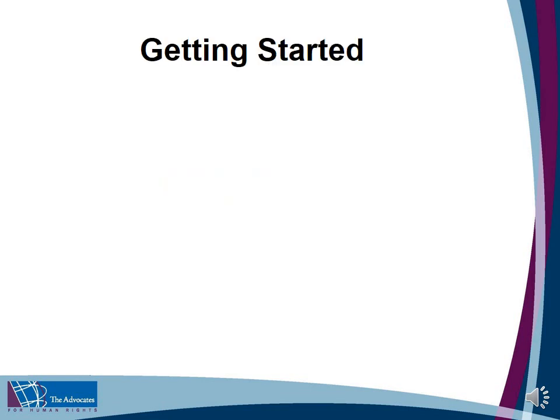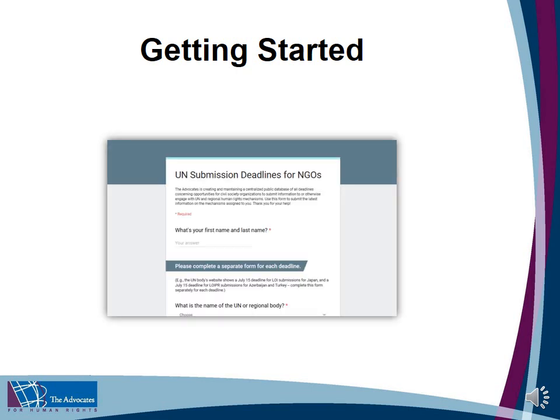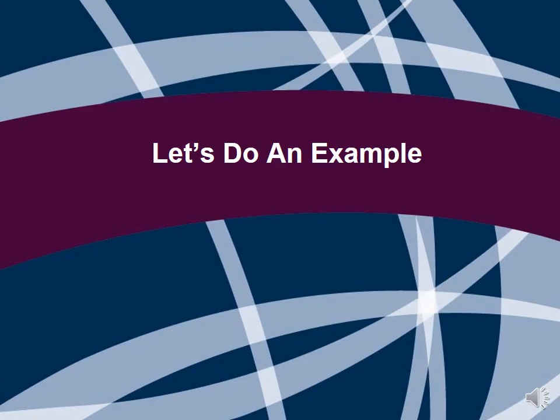So once you've found the deadlines, you let us know about it by using the UN Submission Deadlines for NGOs form, and you can find that link in your step-by-step guide, and it looks something like this. Then for each human rights mechanism that you're assigned to, update us every 2 weeks with the newest deadline information provided on their websites by following the instructions provided in the guide.